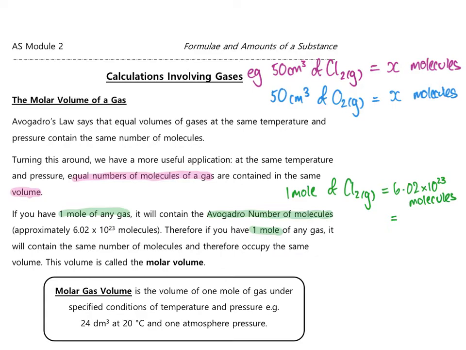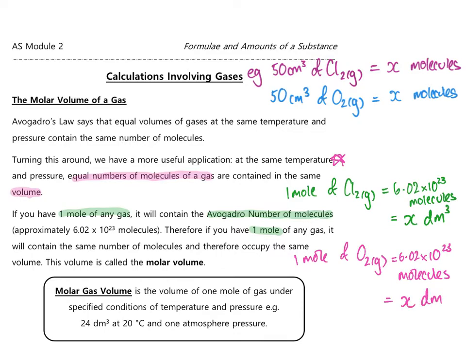That's Avogadro's number. And that gas would take up a certain volume of space, be that X dm cubed, so X decimeters cubed. And if I had 1 mole of oxygen gas, because it's 1 mole of the gas, it would contain 6.02 times 10 to the 23 molecules. And going back to this statement here, if we have the same number of molecules of a gas, they will be contained in the same volume. They will take up the same volume of space. So 1 mole of oxygen gas at the same temperature and the same pressure as the chlorine gas will also take up X decimeters cubed of volume.